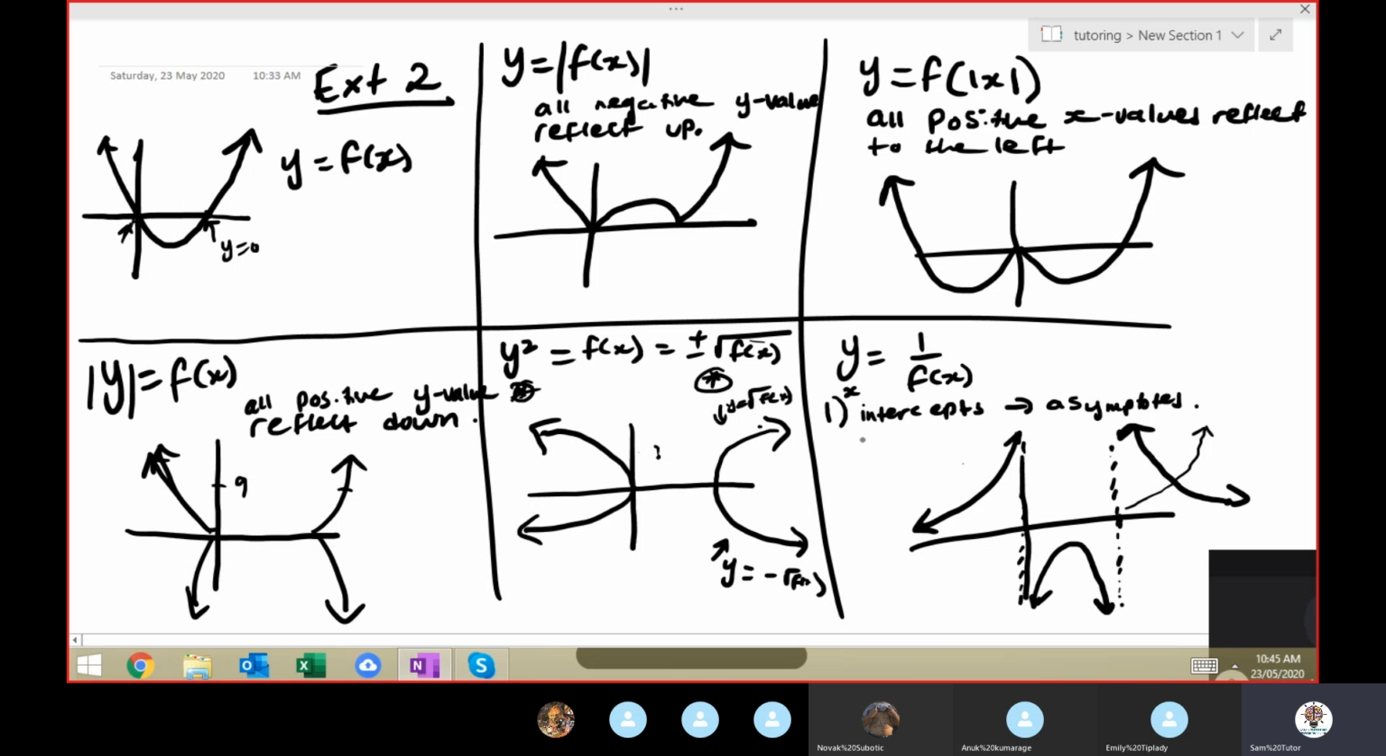So step 1, intercepts and asymptotes. Step 2, 1 over small, large. 1 over large, small. That's all you've got to remember. It's really that simple. Don't need much more than that. Memorize all 5 of these, or all 6, including the original. Memorize the graphs, what it's doing, then you can apply it every single question, no matter what you get.